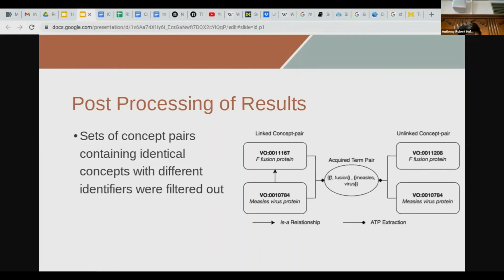Because at the end of the day, what we were trying to identify was missing ISA relationships, and we wanted to focus purely on that sort of error.